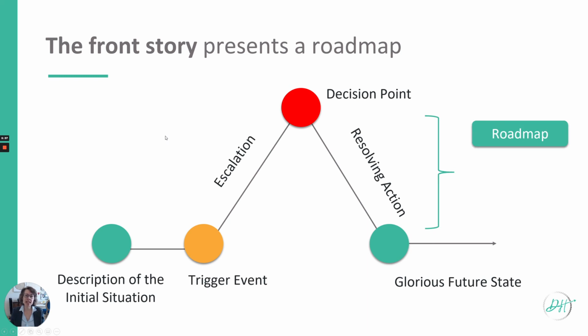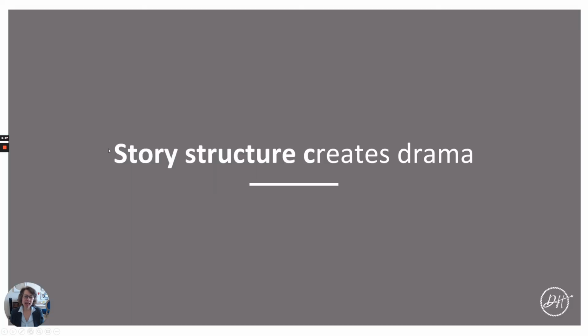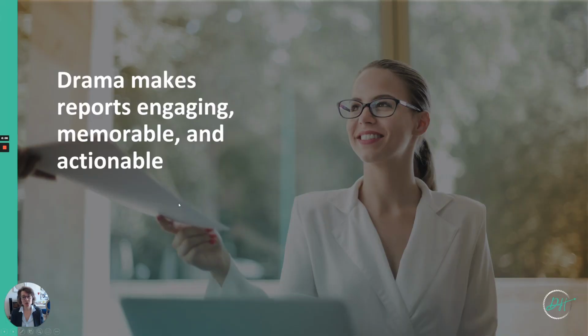This is where you present a roadmap to that glorious future state. This is where you're going to present an analysis of what the problems are. You're going to look at options for solving them, and then you're going to provide specific directions about how to solve them. So I hope that helps you understand how the story structure, that pyramid structure, is what creates drama and engagement in a report. And that drama not only makes reports engaging, but it's also what makes them memorable and actionable.